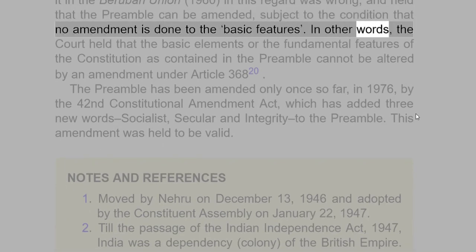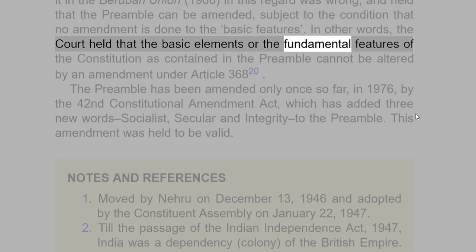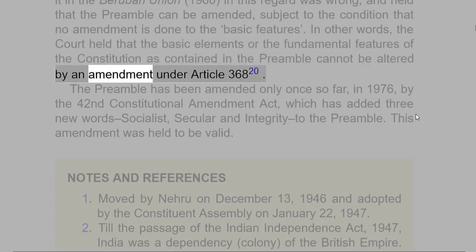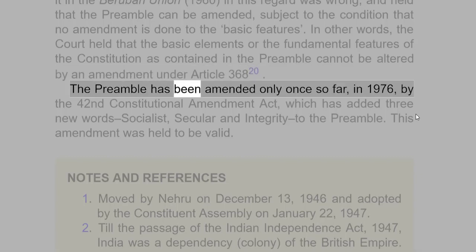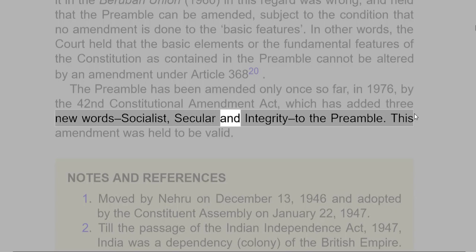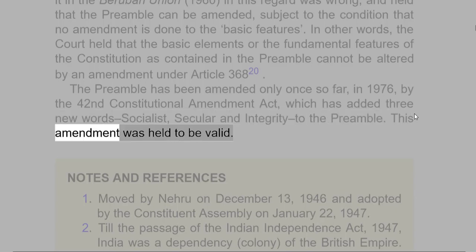In other words, the court held that the basic elements or the fundamental features of the Constitution as contained in the Preamble cannot be altered by an amendment under Article 368. The Preamble has been amended only once so far, in 1976, by the 42nd Constitutional Amendment Act, which has added three new words: socialist, secular and integrity to the Preamble. This amendment was held to be valid.